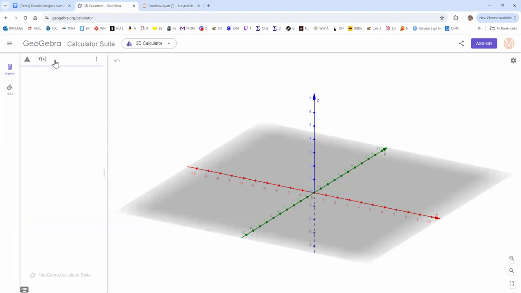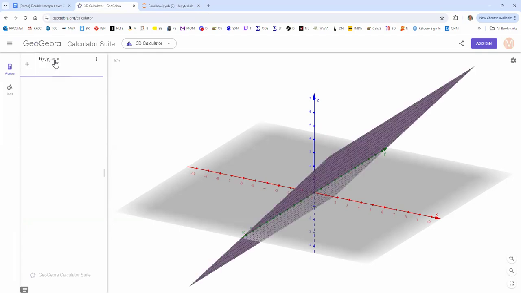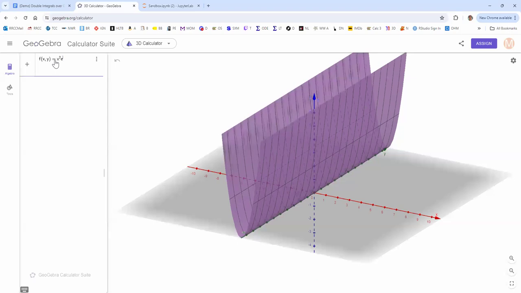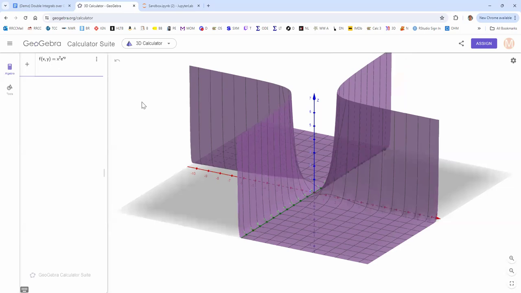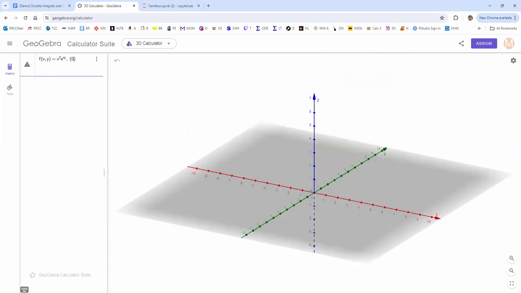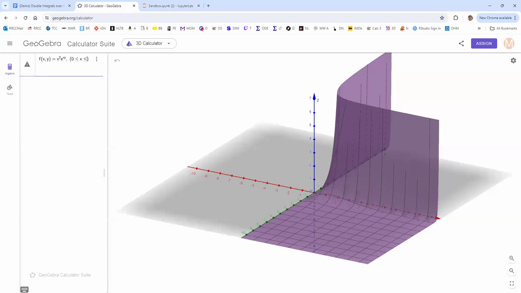and just define the function xy equals x squared e to the xy. And then what we want to do is restrict the domain. Go ahead and put a comma, and then in parentheses, set up the domain restriction. So we use the type one restrictions: 0 is less than or equal to x, which is less than or equal to 2.